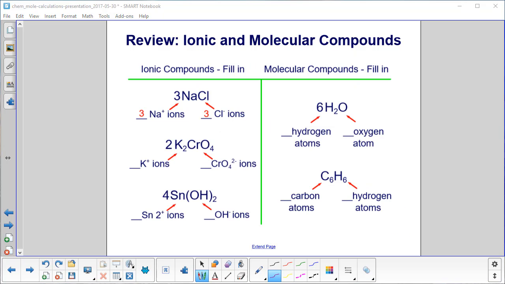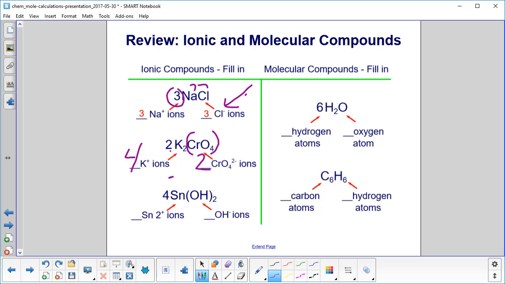So let's fill in the blanks here. We'll start with the ionic compounds. And the first one was done for us. And notice they just multiplied the coefficient times however many atoms were there. So here for potassium plus, 2 times 2, 4. And for the chromate ion, there's only one of them inside the ionic compound, so 2 times that whole configuration is just 2.